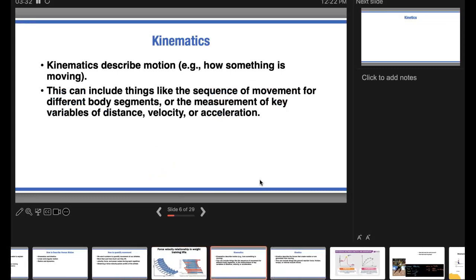So kinematics describe motion, so how something is moving. So this can be a sequence of movements or for different body segments, or measuring key variables of distance, velocity, acceleration, how fast that bat is moving. We tried that with the rackets the other day. The longer the racket, the more velocity you could get, the more acceleration it got, created more power on the birdie to hit it across the room.